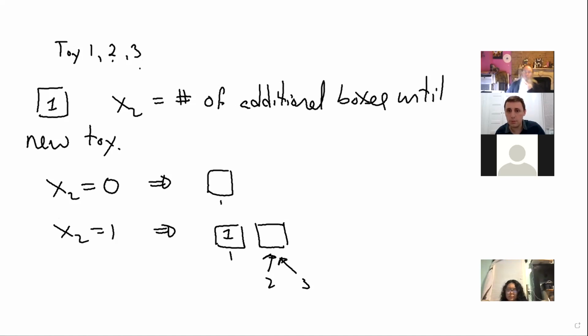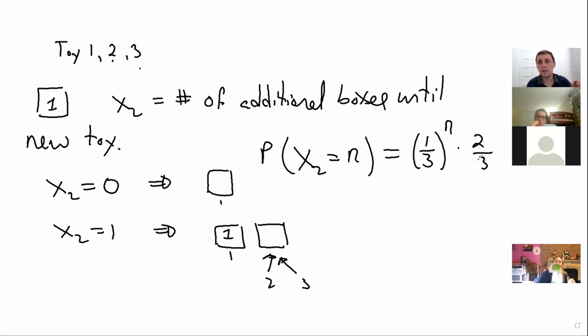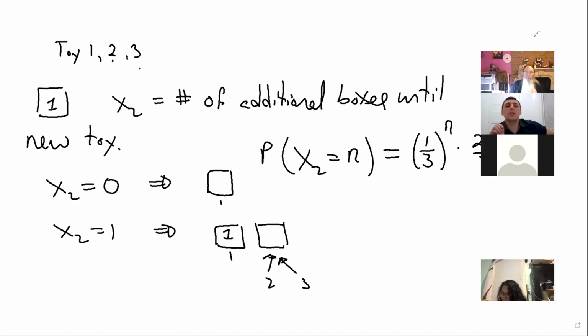So it's exactly a geometric distribution. Why? Because what is the probability that x2 is equal to n? If I have toys 1, 2, and 3, whatever was the first toy, the probability that we have to do it n times is the probability that we fail n times. In this case, 1/3. We failed n times, and then we succeed with probability 2/3. That means we received toy number 1, let's say, n times, and then after n trials, I finally got either toy 2 or toy 3. So it's a geometric distribution.